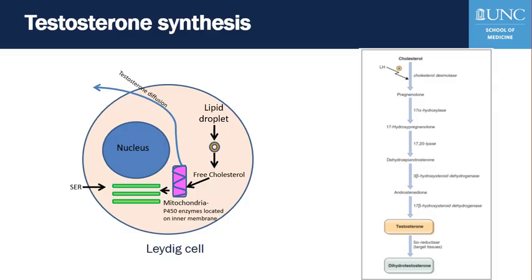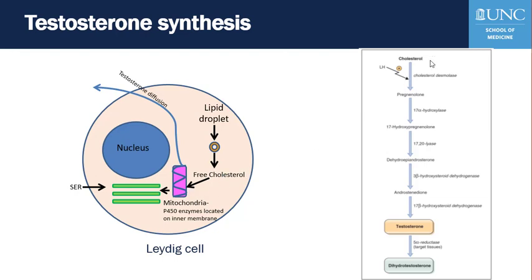Now let's discuss testosterone. So the testes are responsible for spermatogenesis and secretion of testosterone. And testosterone is synthesized from cholesterol by the Leydig cells. So cholesterol is that precursor for all steroid hormones. It enters the cytosol from lipid droplets and diffuses to the mitochondria.